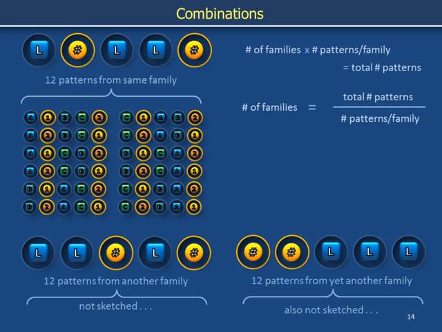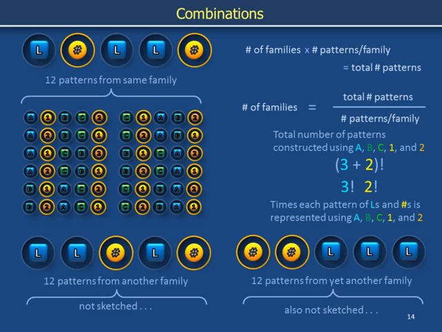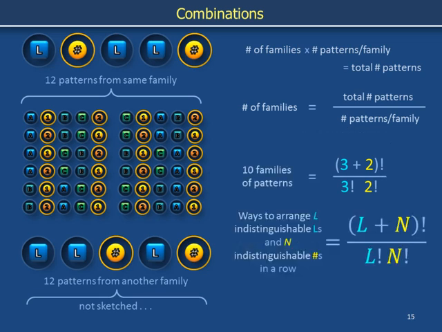In this example, there are 3 plus 2 factorial equals 120 patterns of A, B, C, 1, and 2, and 3 factorial times 2 factorial equals 12 patterns per family. So there are 10 families. More generally, L plus n factorial over L factorial n factorial is the number of ways to arrange L indistinguishable letters and n indistinguishable numbers in a row. Another way to describe this quantity is to think of it as the number of combinations or ways in which we could grab L objects from L plus n total distinct objects.